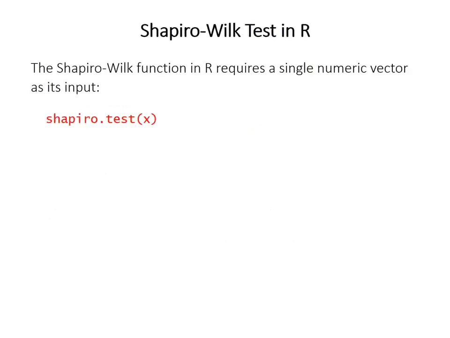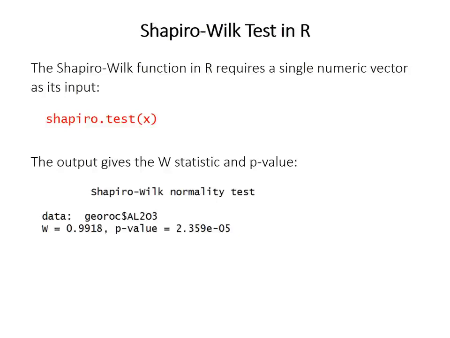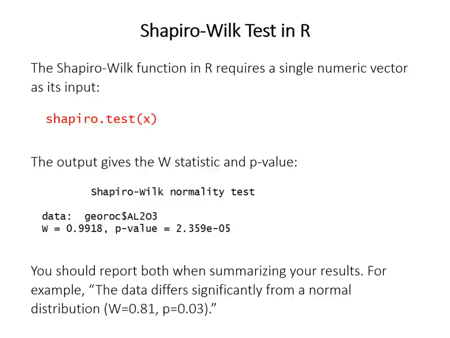The Shapiro-Wilk test function in R, shapiro.test, is about as simple as R functions get. You just provide it a single numeric vector as the one argument, called x here. The output is also pretty minimal. It just gives you the test name, the W statistic, and the p-value, and you should report both of those values when summarizing your results. Although I didn't do it here, you should list the test that you did because there are several different tests for normality. So make sure to also mention that you performed a Shapiro-Wilk test.